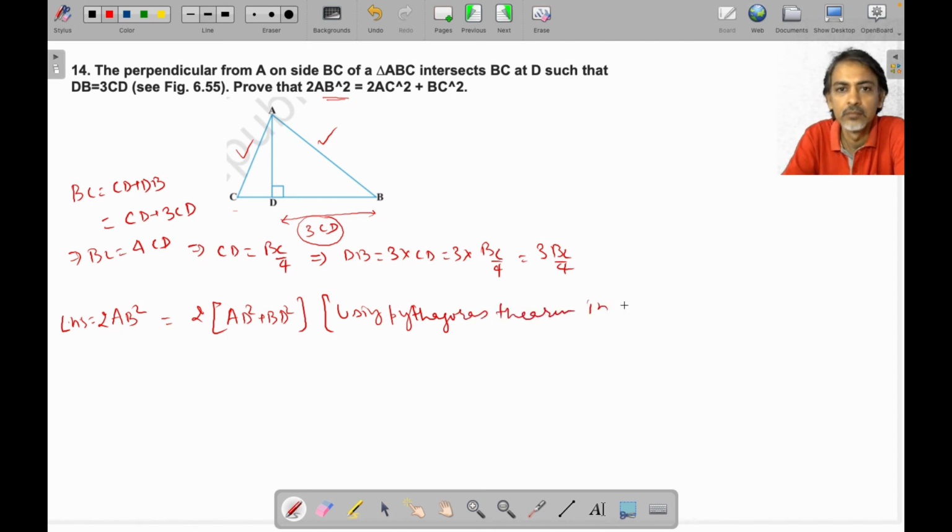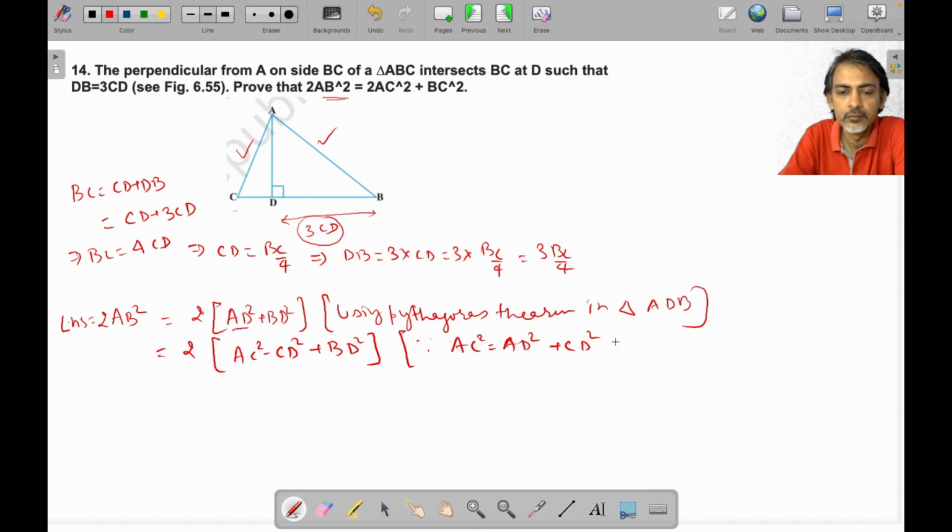In triangle ADB. Now 2AD square. Look at AD. What would be AD in terms of AC and CD? So can we write AC square minus CD square? AD square equals AC square minus CD square, plus BD square. Since AC square equals AD square plus CD square, from Pythagoras theorem again.